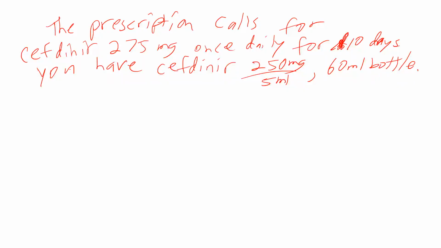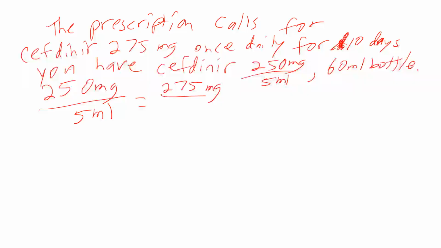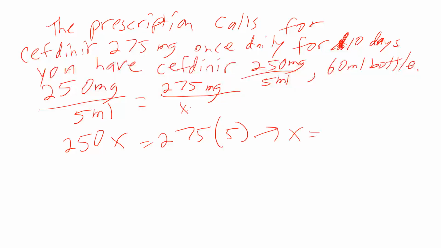Well, we know that we have 250 milligrams per 5 ml. We know we want 275 milligrams. Notice how we keep those right across from each other, in the same row. So we have 250 milligrams equals 275 milligrams, and the mils is on the bottom here, therefore the mils has to be on the bottom here. We cross multiply by saying 250x equals 275 times 5, and that implies x equals 5.5 mils. If you do 5.5 mils once a day for 10 days, that would equal 55 mils total. And the 60 mil bottle is perfect.